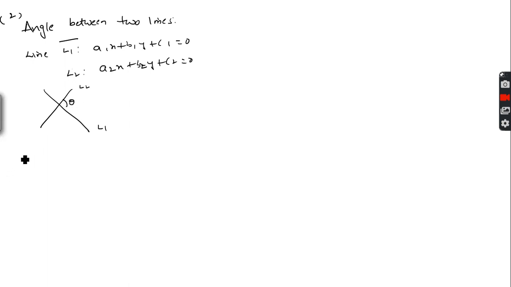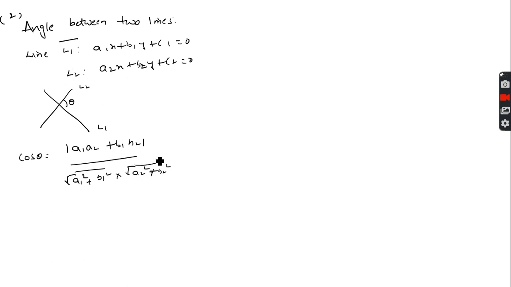There exists a theta. So here we are writing cos theta. The formula is a1 a2 plus b1 b2 by root of a1 square plus b1 square into root of a2 square plus b2 square. So that means if the two lines are intersected, there must exist the angle. We have various forms of angle, one is cos theta and one is tan theta, but we have mainly used cos theta, that is a1 a2 plus b1 b2 by root of a1 square plus b1 square into root of a2 square plus b2 square.